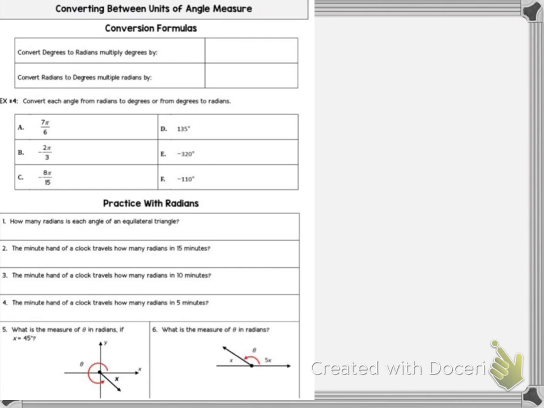Okay, so let's look at a conversion formula. We're going to convert between units of angle measure, going from radians to degrees and degrees to radians. To convert degrees to radians, we multiply degrees by pi over 180 degrees. To convert from radians to degrees, we multiply radians by 180 over pi, 180 degrees divided by pi.